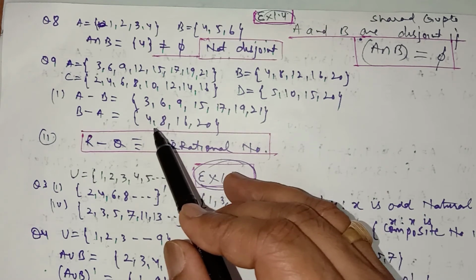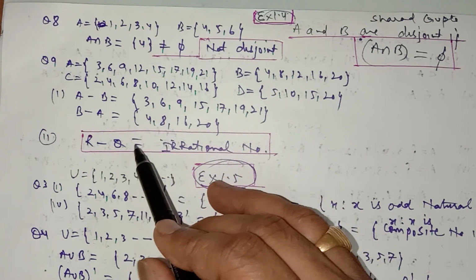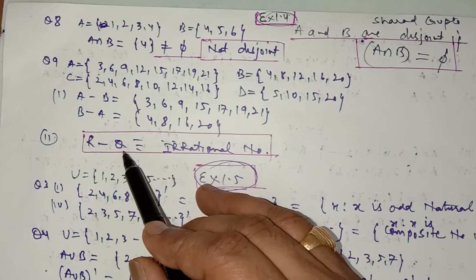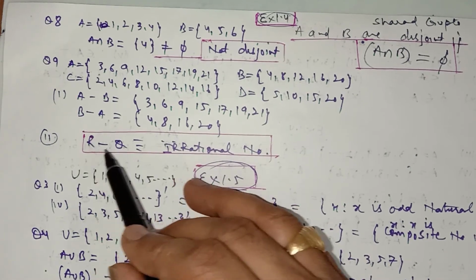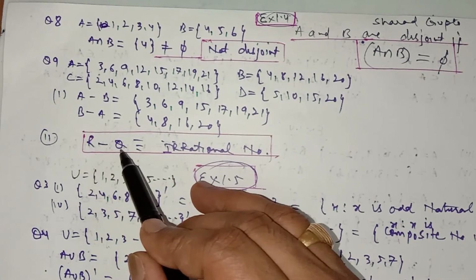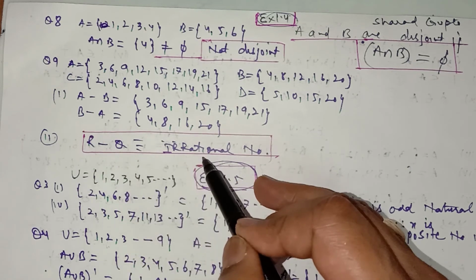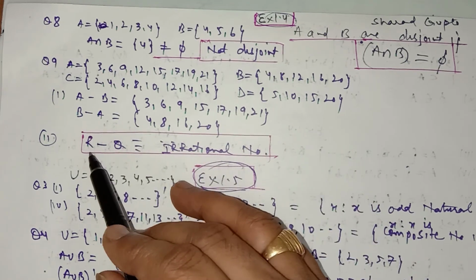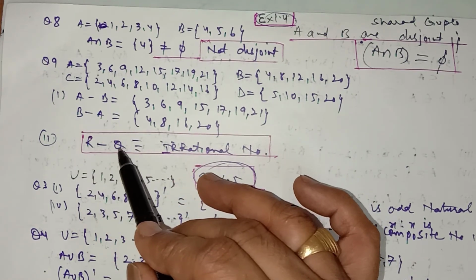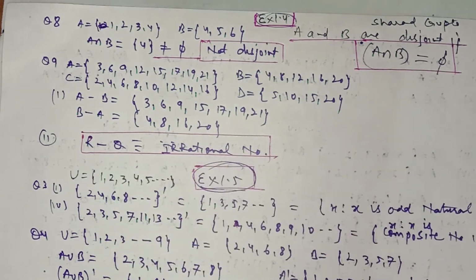In question number 11, R is the set of real numbers. Q is the rational numbers. So what is R minus Q? R minus Q means real numbers minus rational numbers. So you'll get the irrational numbers. Those elements which are in real numbers but not in rational numbers, so it will be the irrational numbers.